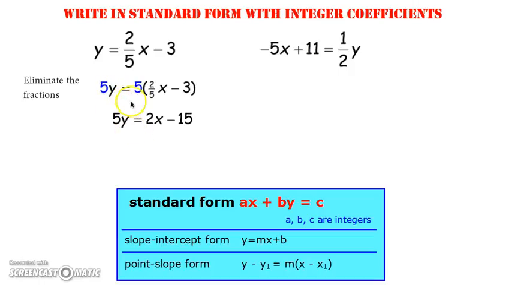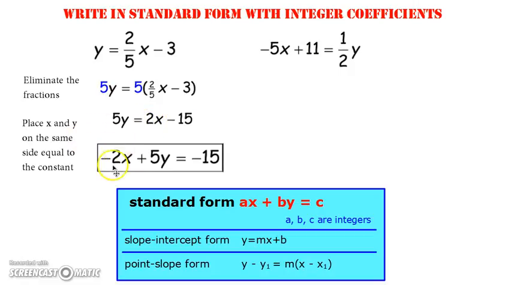So that if I distribute, 5 times 2/5 is 2, and 5 times -3 is -15. I've got a slightly different looking equation, but again, perfectly equivalent and no more fractions. The only thing left to do after that, again, is get x and y on the same side. As long as I want to leave the -15 on the right, I'm going to go ahead and subtract my 2x over to the left, and now I'm in standard form.